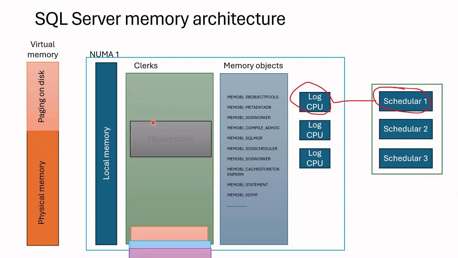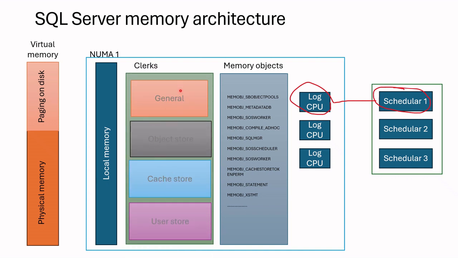Imagine clerks as accountants, okay? They always record how much memory is being consumed by a specific object. Clerks are divided into 4 types: general clerks, object store, cache store, and user store. General clerks, for example, include the buffer pool clerk called memory clerk SQL buffer pool. Query plans also use memory, and they also have a clerk called memory clerk SQL query plan. There are many other clerks available, the biggest one of course being the buffer pool. Therefore, we always expect the buffer pool clerk to be the highest memory consumer.